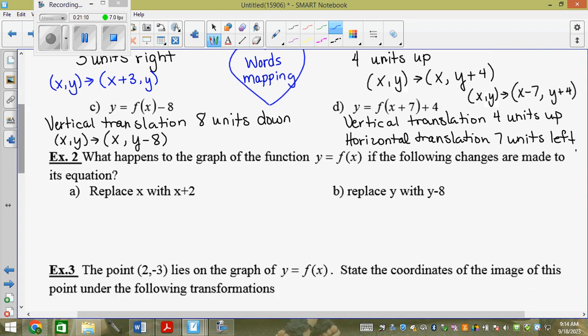Replacement is actually replacement. You are replacing it with something. So here it says, what happens to the graph of y equals f of x if the following changes are made to the equation? So you take x and you replace it with x plus 2. So I go to this x and I'm like, nope. And I huck it across the room and I physically replace it with x plus 2. So now I have y equals f, and I took the x out, ripped it out, threw it away, and replaced it with x plus 2.